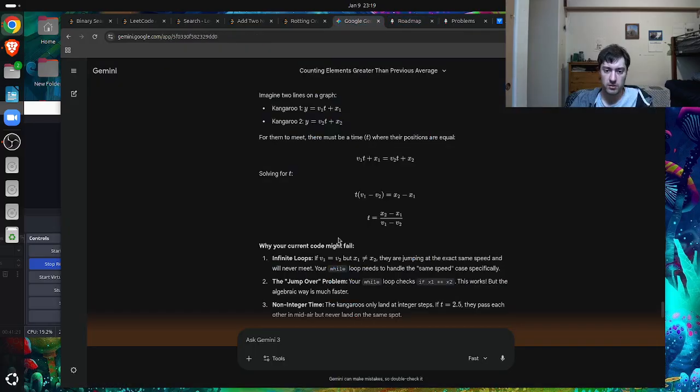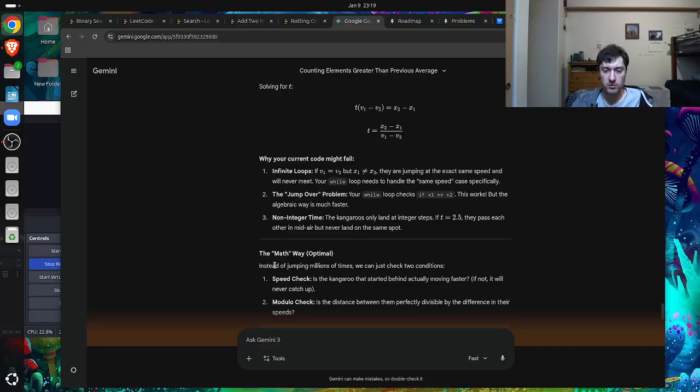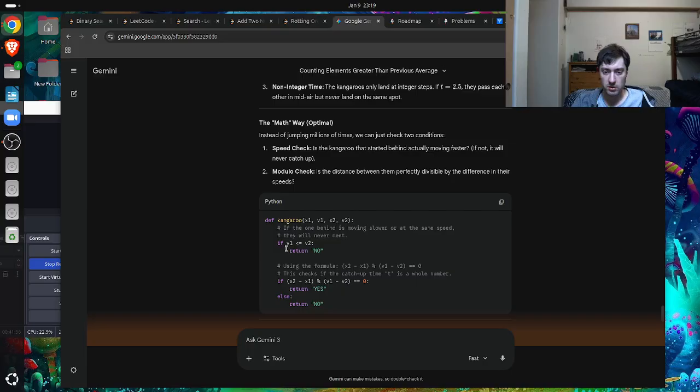Now, how is it saying to solve it? Non-integer time. The kangaroos only land at the integer steps, so they can pass each other in midair but never land at the same spot. The math way is optimal. Instead of jumping millions of times, we can just check two conditions. Speed check: if the kangaroo starts behind, it must be faster, if not, it will never catch up. Modulo check: if the distance between them is perfectly divisible by the difference of their speeds. Okay, so good that it's doing it. More modulo.